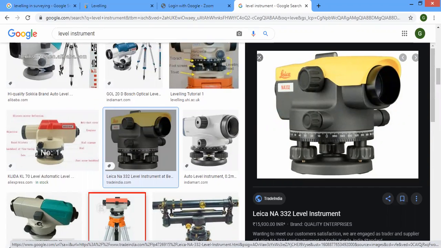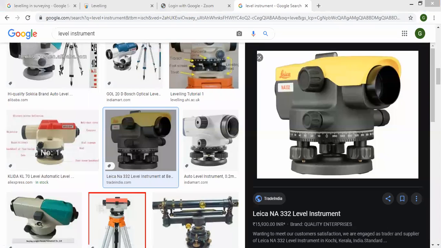In the next class we'll go for the methods of leveling. So go through these basic definitions and we'll start with methods of leveling. Thank you everyone.